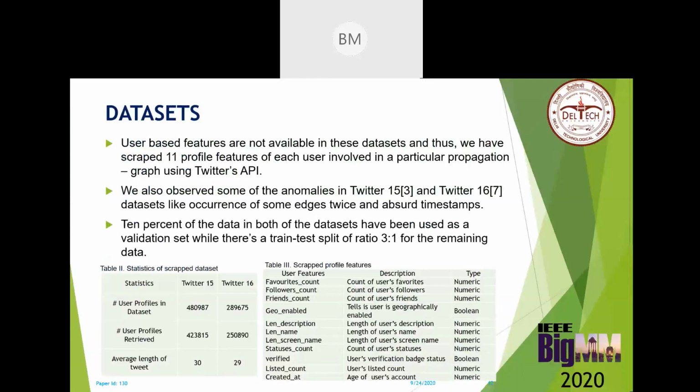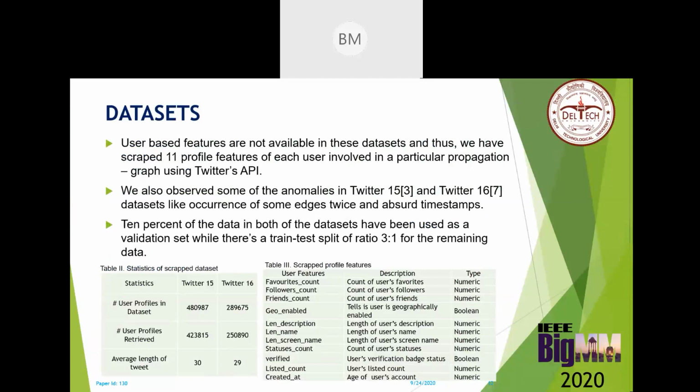We have also observed that there were close to 5 lakh users present in Twitter 15, while there were 3 lakh users present in Twitter 16. So that's our construction of the data set. Also, in the original data set, we observed some anomalies, like some of the edges occurring twice, and there were some missing timestamps and negative values. So we tried treating them as well.